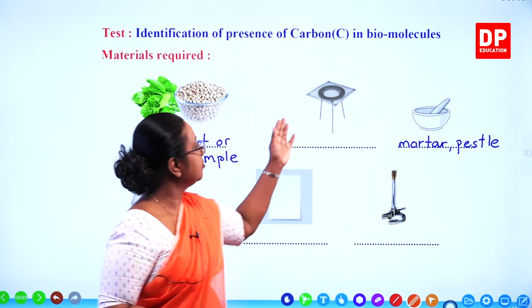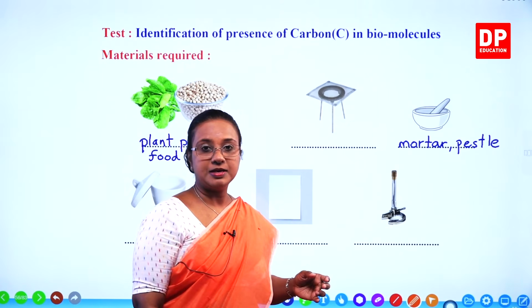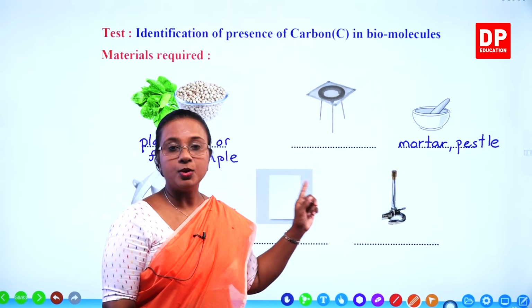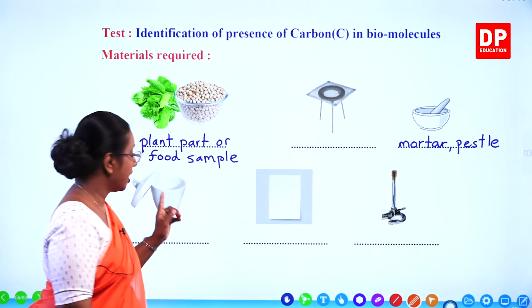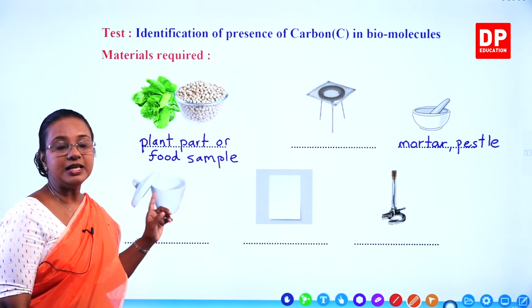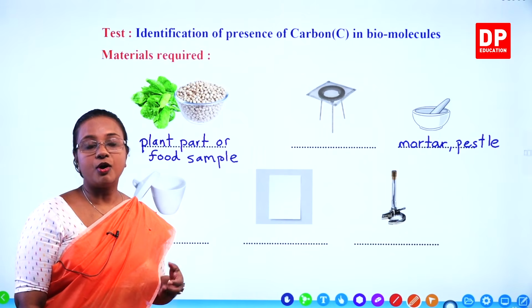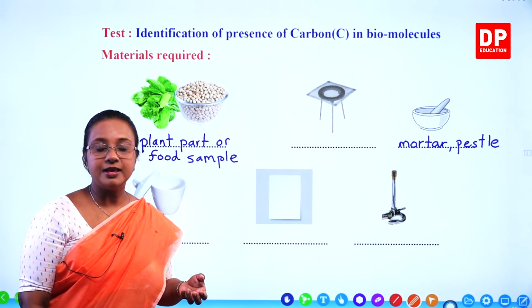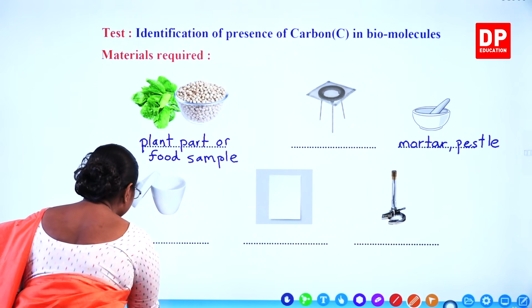So then we use the tripod with the wire mesh and the Bunsen burner to heat this sample. So for that, what is the glassware we have to use? Yes, we have to use the crucible. The crucible is the laboratory glassware that can be used for prolonged heating or heating at high temperature for a long time. So we will use the crucible.